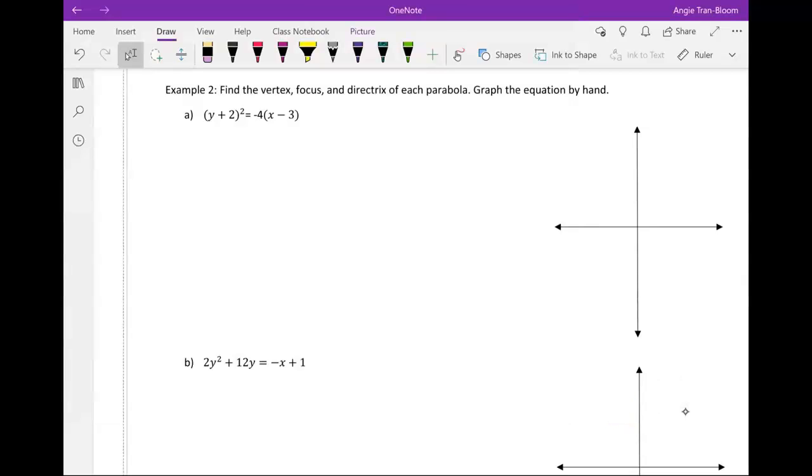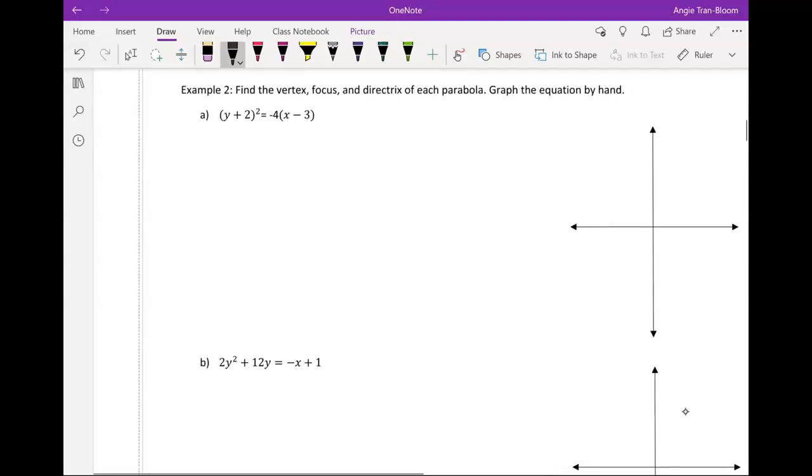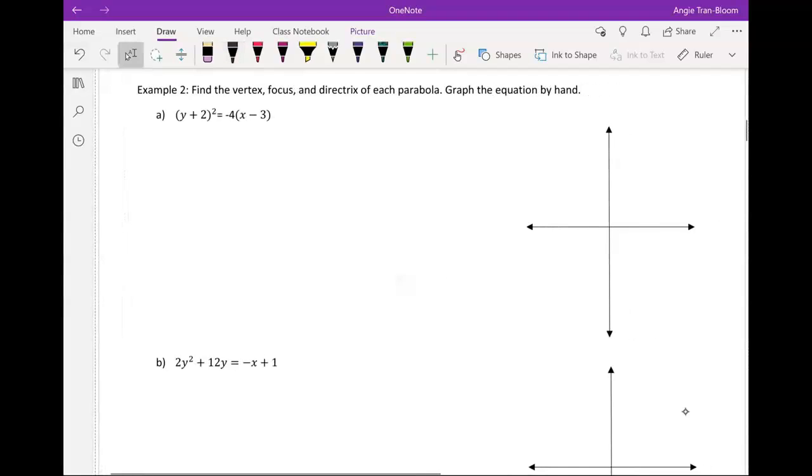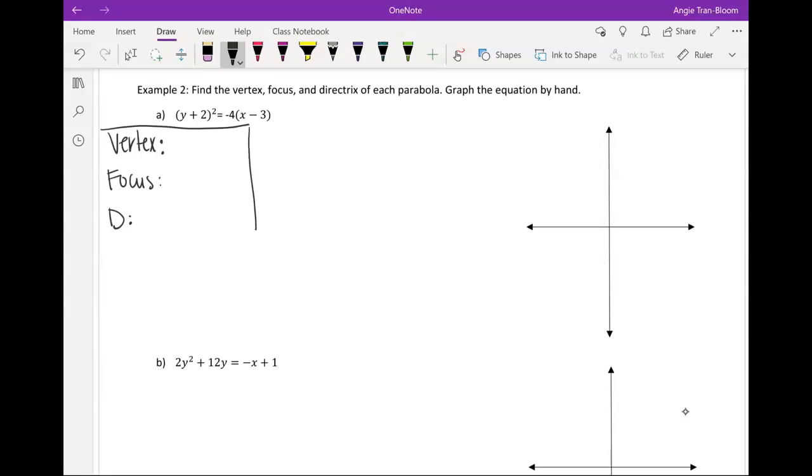All right, guys, here is example 2 for 10.2. Find the vertex, the focus, the directrix of each parabola and graph it by hand. I want to make sure that I am writing down all of the things they are looking for. So first, it wants us to find the vertex, find the focus, find the directrix, big D, of each parabola, and then graph it by hand. All right, so these are all of the things that we are supposed to answer.